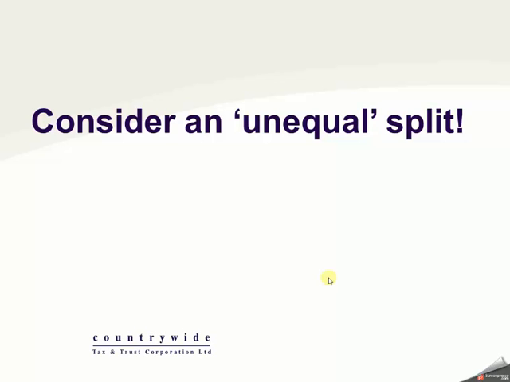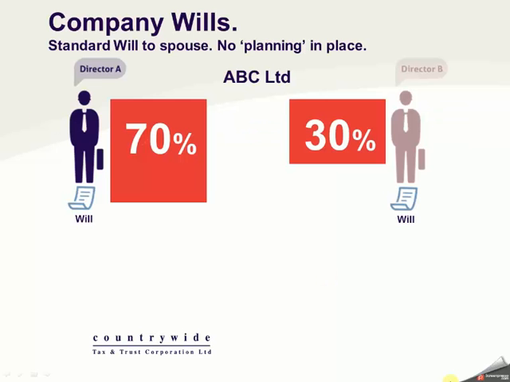Now of course businesses aren't necessarily owned on a 50-50 basis with two directors, so we need to consider also this possibility where there is an unequal split of the business ownership. So we now have an unequal split. As you can see, Director A has 70% of the business and Director B has 30% of the business. Still noting, of course, we still don't have any cross-option agreement in place here.